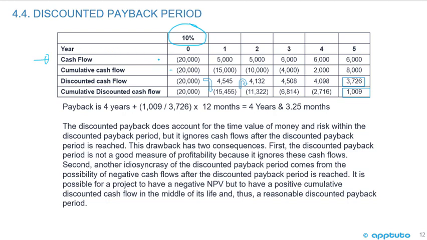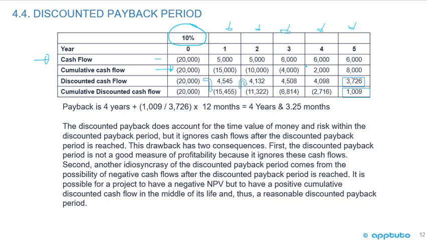Here we have the cash flows: negative 20,000 at time 0, then year 1 plus 5,000, year 2 plus 5,000, year 3 plus 6,000, year 4 plus 6,000, year 5 plus 6,000. So our cumulative cash flow, we saw that in the previous slide: negative 20,000 plus 5,000 is negative 15, negative 15 plus 5 is negative 10, negative 10 plus 6 is negative 4, negative 4 plus 6 equals positive 2. So we know our payback period was more than 3 years, but less than 4.